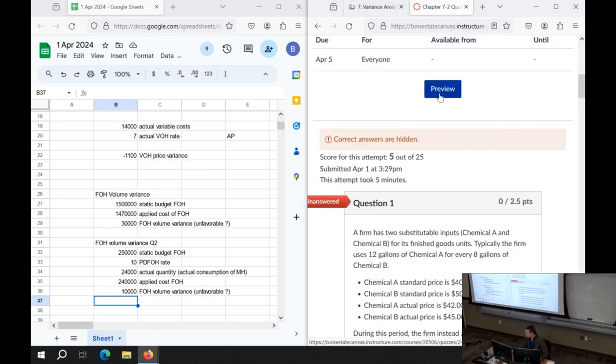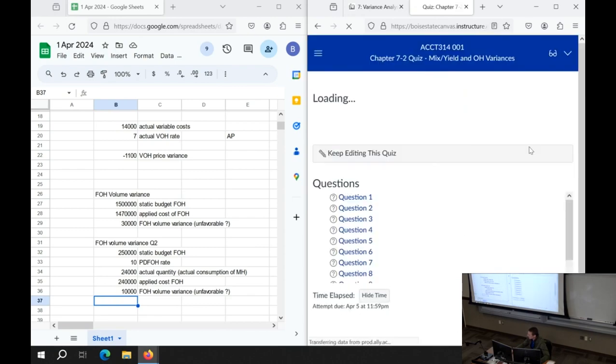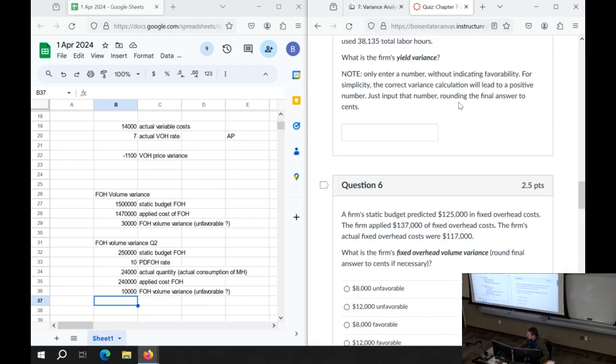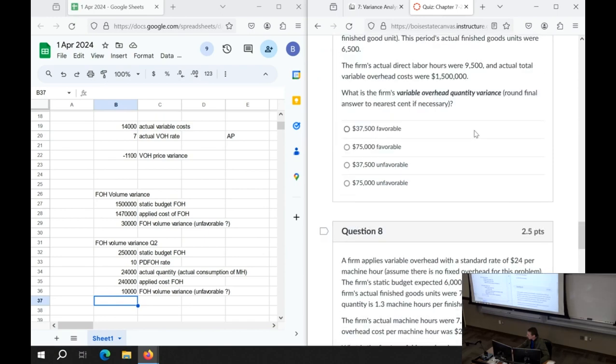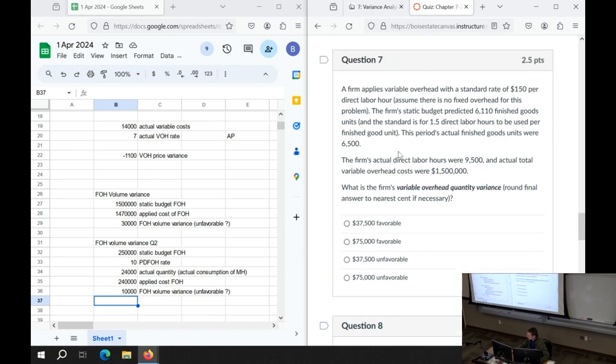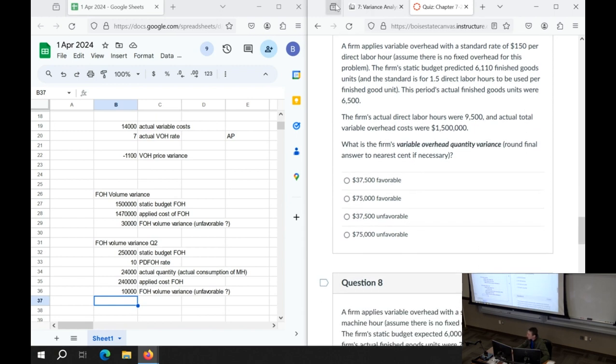All right, great. Let's look at some variable overhead questions. See how we do. Oh, gotta scroll down. Oh, there's a variable overhead quantity variance. Great. We love that one. So a firm applies variable overhead with a standard rate of $150 per direct labor hour. Let's assume there's no fixed overhead for this problem.